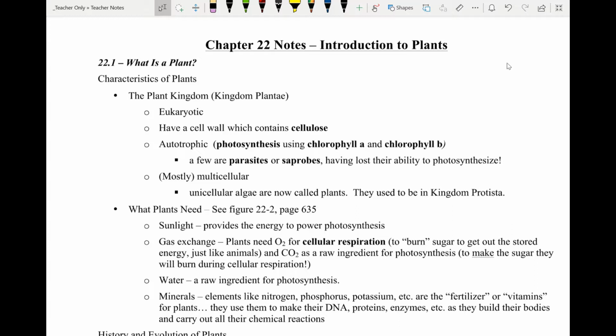Today I'm going to do part 1 of our chapter 22 plants. I'm going to basically run off of the notes that I've given you and just add a few things, show you some pictures, define a few things. Plants are super interesting. They're also one of the more complicated things, which is one of the reasons why we kind of leave them for last.